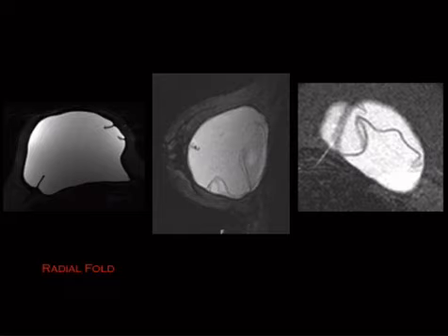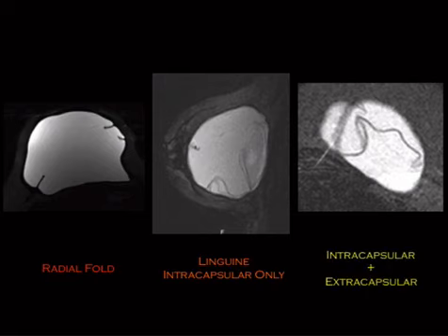So just a rapid review here. This is a radial fold. This is your linguine sign of your intracapsular rupture, and this is both. Notice that there's clear connection here all the way to the wall. Nothing sort of looks like that, where you've got a folded up part with silicone on both sides. Nothing looks like that.